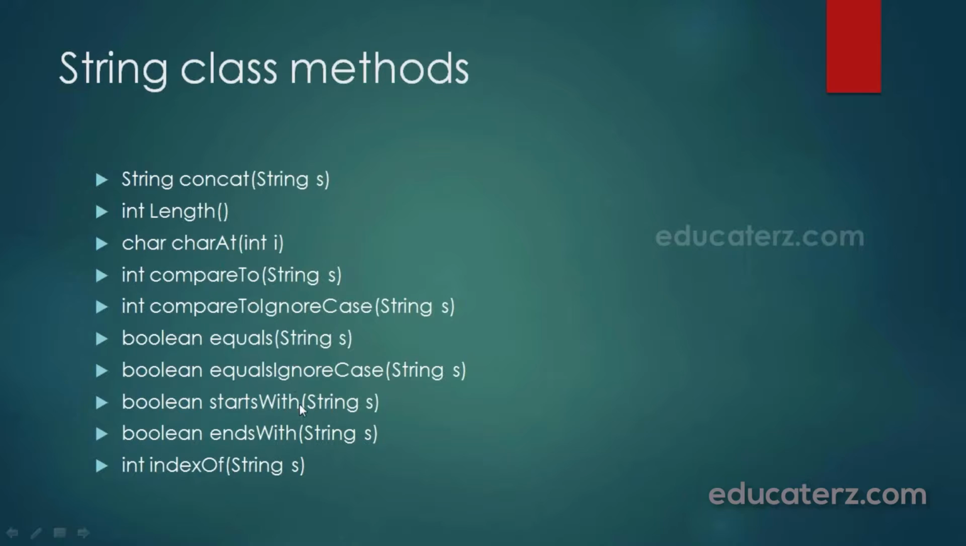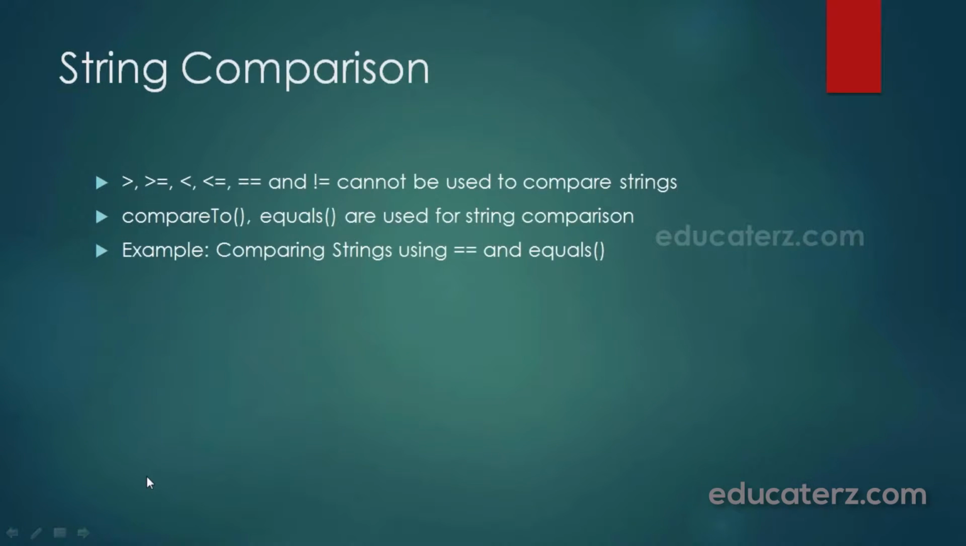startsWith is a method which returns a boolean value. Like if I say the string starts with a capital letter A, and the string really starts with A, it returns true, else false. Similarly endsWith and indexOf. When I pass a string to a particular string, it will check whether that string is present in string 1 or not. If it is present, it returns the index of that particular string.